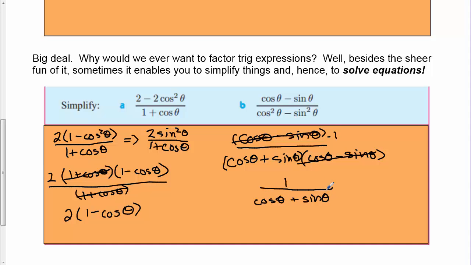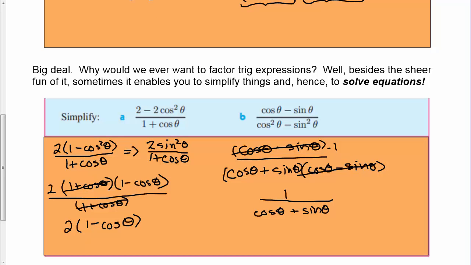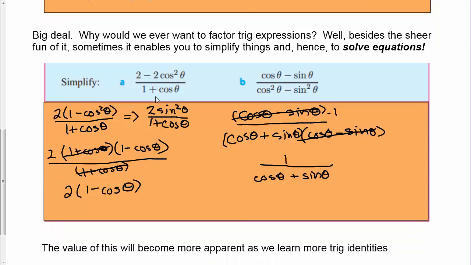And we're done. So those are the kinds of things that we can do with factoring, and you'll see those in much more complex situations eventually, but it's something to get some practice on.